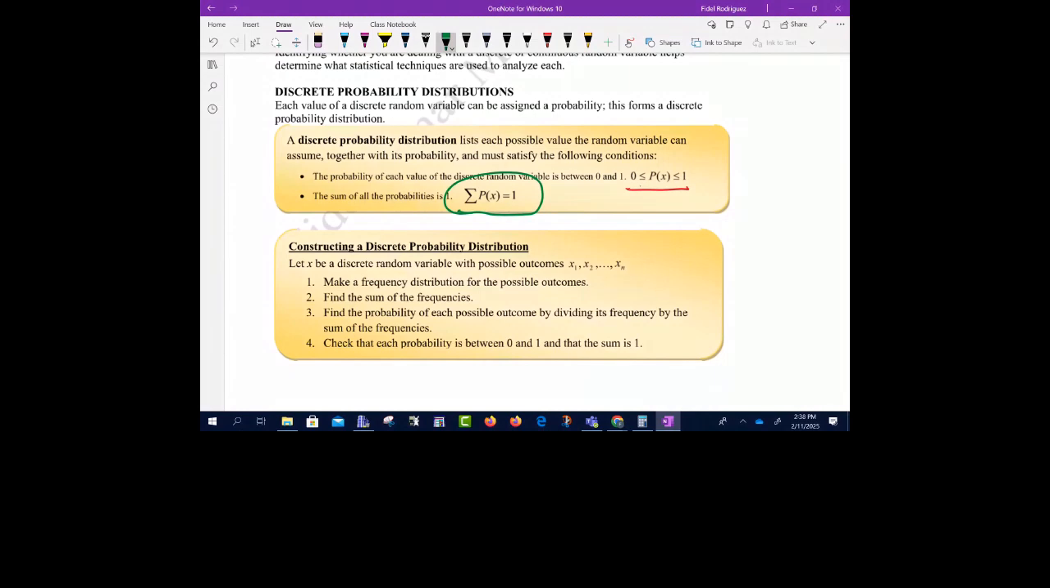When we're making a discrete probability distribution, we're going to let X be our discrete random variable, and we're going to list all the different outcomes. I'll walk you through the process in a minute, y'all. We're going to make a frequency distribution for our possible outcomes. We're going to find the sum of the frequencies. We're going to find the probability of each possible outcome by dividing the frequency by the sum of the frequencies. And we're going to make sure that each probability is between 0 and 1 and that they add up to 1. So let me give you an example.